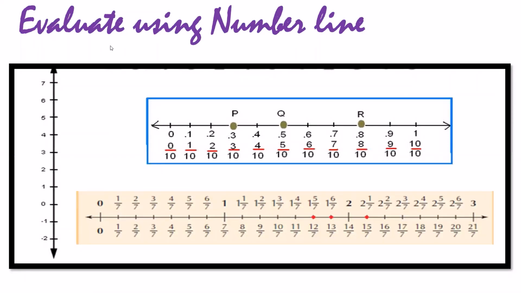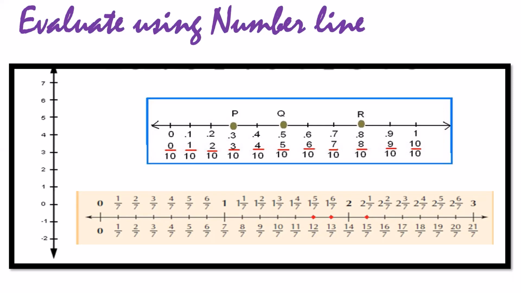Evaluating using number line. We can evaluate our values using different types of number lines. We can use a vertical number line that has positive and negative integers. We can use horizontal number lines. Now, the biggest thing I want you to take from this part of the lesson is that we can have multiple values that are equivalent.